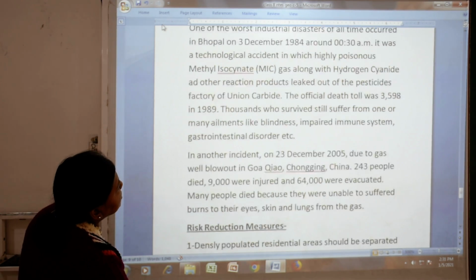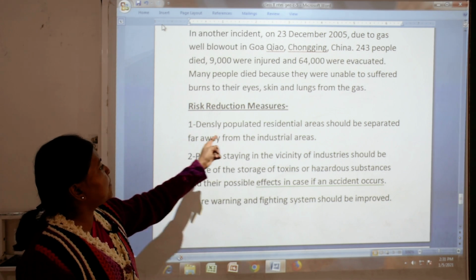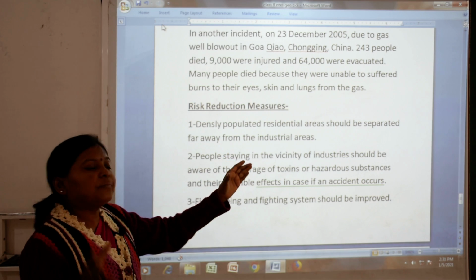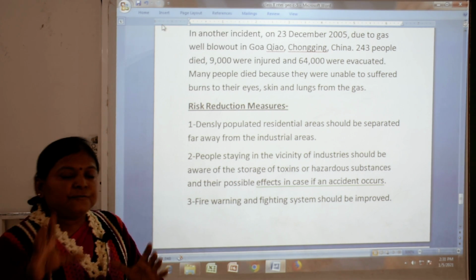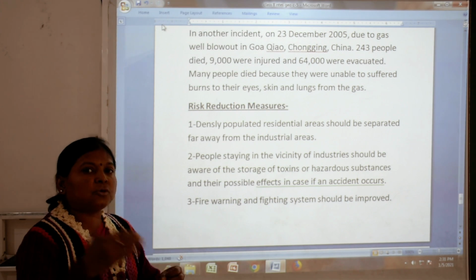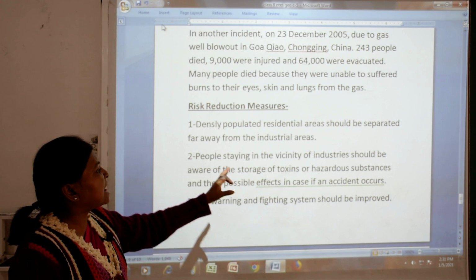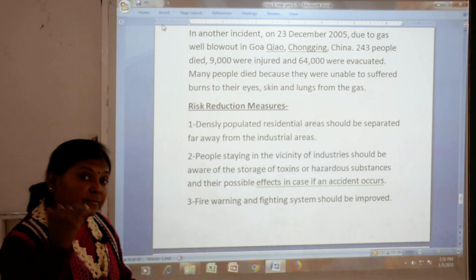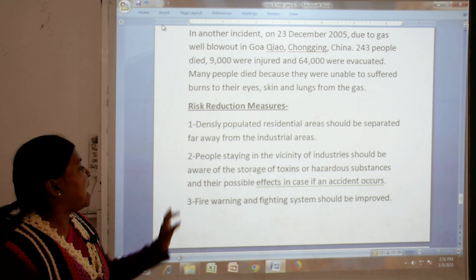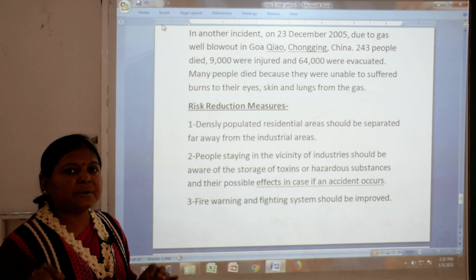What risk reduction measures should be taken? First, densely populated residential areas should be separated from the industrial area. So we should locate industrial areas away from densely populated areas. Second, people staying in the vicinity of industries should be made aware of the storage of toxic or hazardous substances and the accidents they can cause. So they should be very careful.